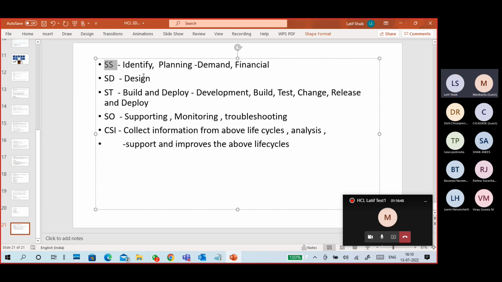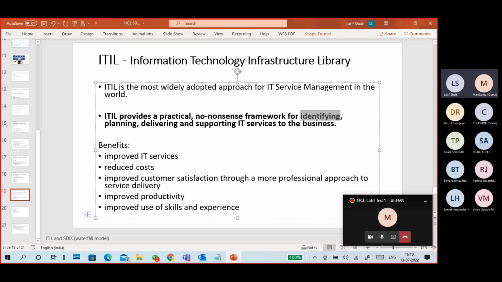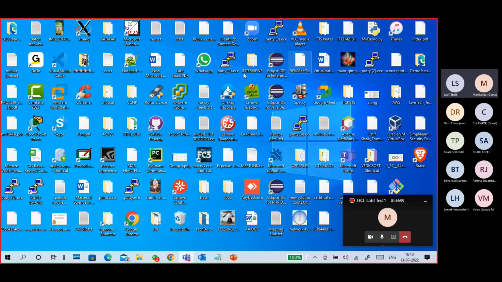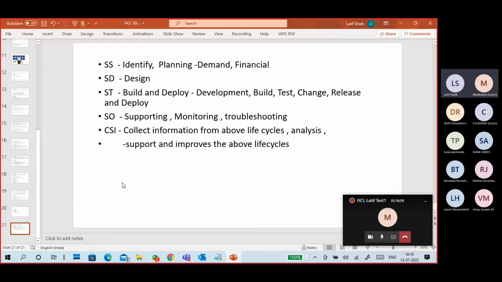What is service strategy? Identifying comes under service strategy, as I already told. Identify the business. What is the business? What is the service? What is the customer requirement? Plan the service properly, how to deliver it, how we are able to make it. Check the demand in the market. What is your financial situation?